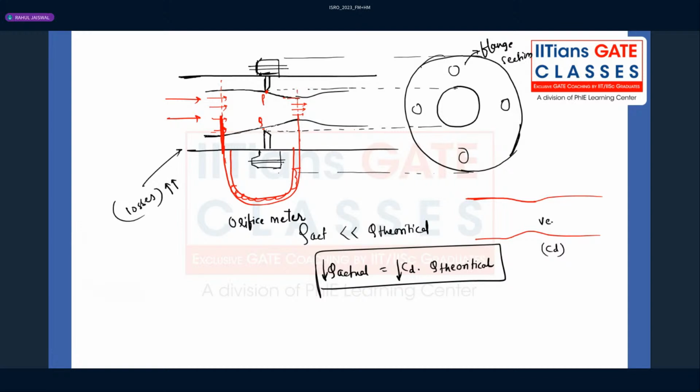The flange section is being fitted to the pipe. We frequently use this particular instrument in chemical industries. Whenever we have any leakage in the pipes, we place it and we find the discharge, how much leakage is happening.